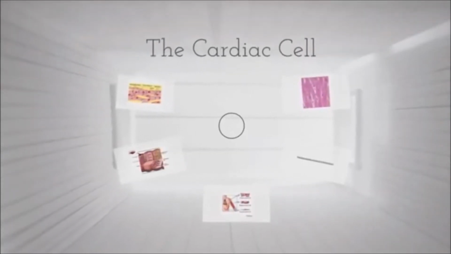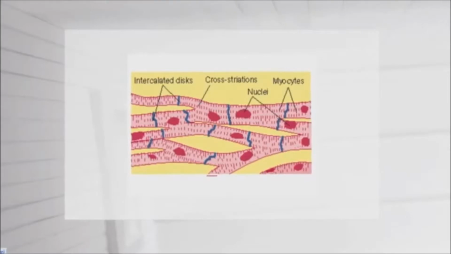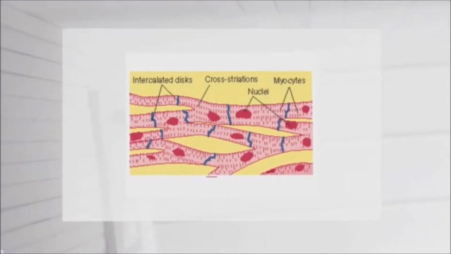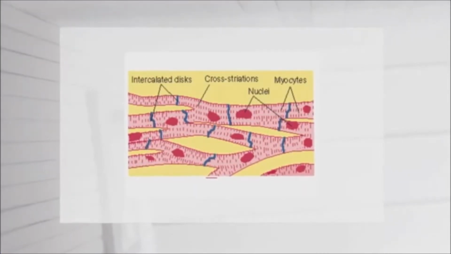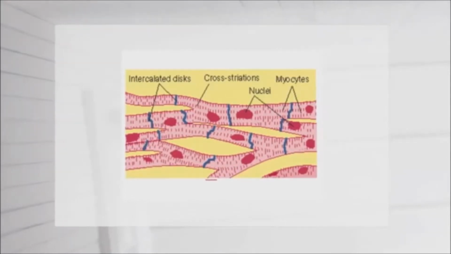The Cardiac Muscle Cell by Maren Owens. The cardiac muscle cell is a Y-shaped cell found in the heart. It is striated, which means you can see the dark and light spots of the cell.